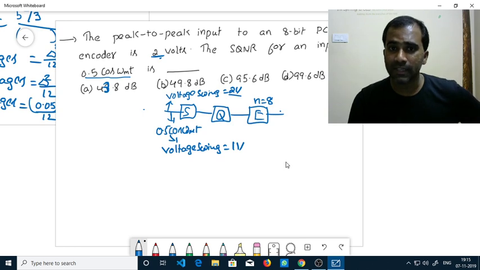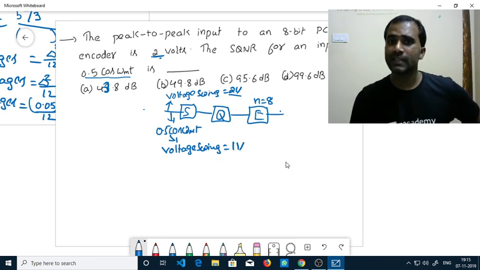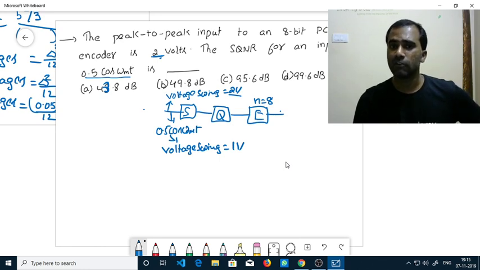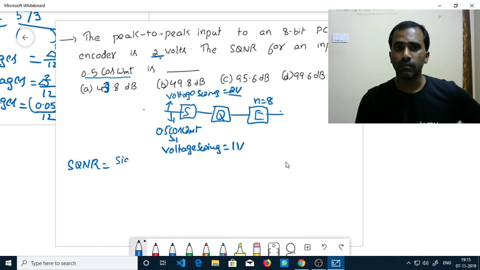The voltage swing that they are assuming while designing the quantizer is 2 volts. The input that they are giving has a voltage swing of only 1 volt. There is a difference. So that's why we have to go with the basics. SQNR is equal to signal power divided by quantization noise power.